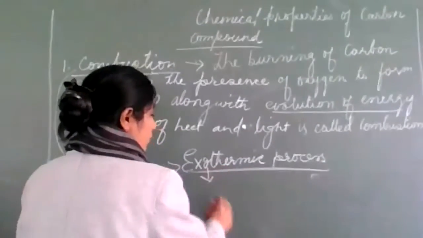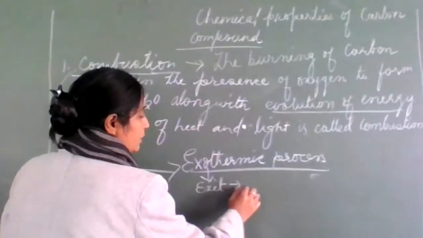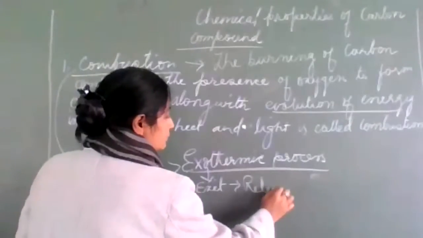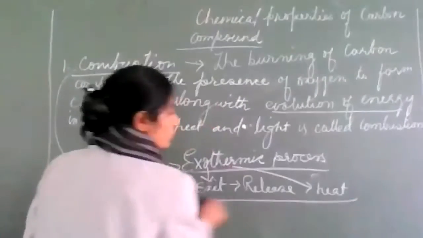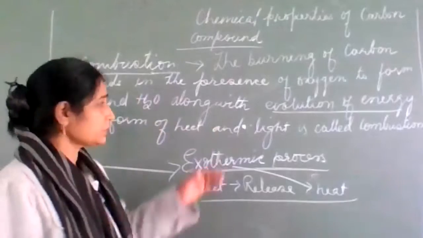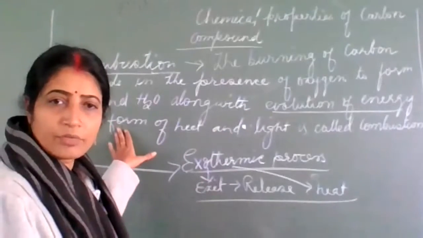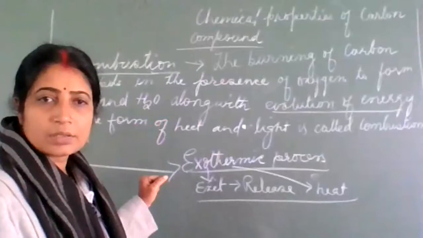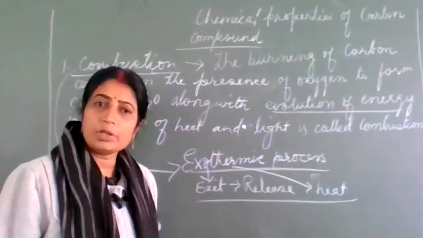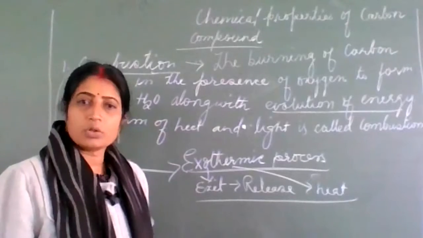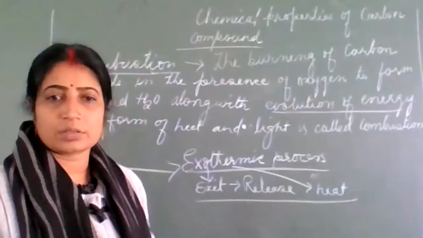And what does exothermic mean? What does exo mean? Exo means exit, it means release. And thermic means heat. So release of heat. Here evolution of heat is taking place. Energy in the form of heat is released. So combustion is a process where energy is released in the form of heat and also light. So combustion is an exothermic process.